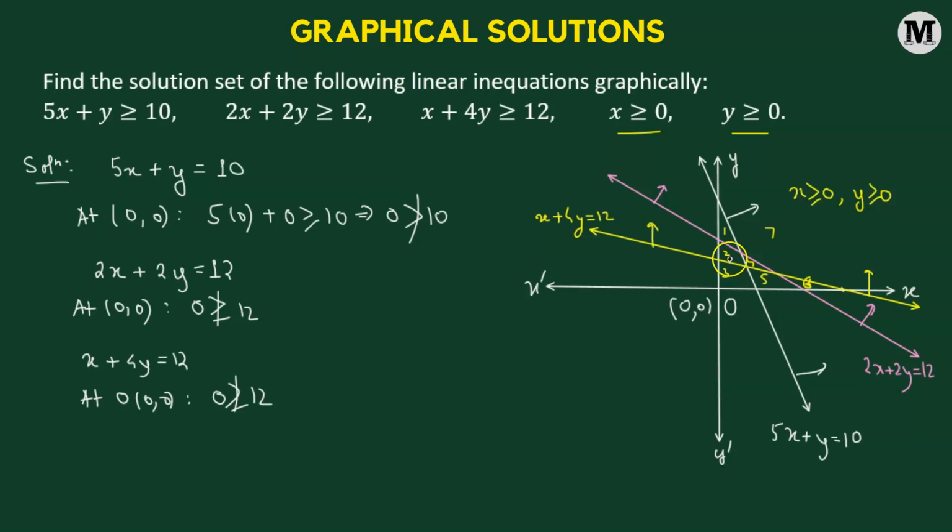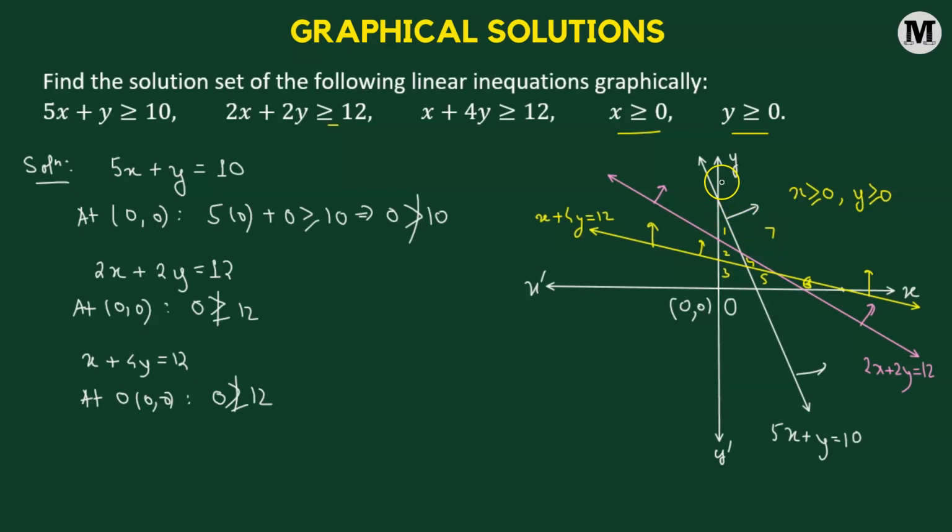Coming to region number 2, we need to exclude this region as well, because this only includes the solution for the third inequality x plus 4y greater than or equals to 12. It does not take into account the solution for the first and the second inequality. Similarly, if we pick the third region, this is also going to get rejected because it does not include any of the solution that satisfies the first three inequalities. Similarly, we can see that 4, 5, 6 are also going to get neglected.